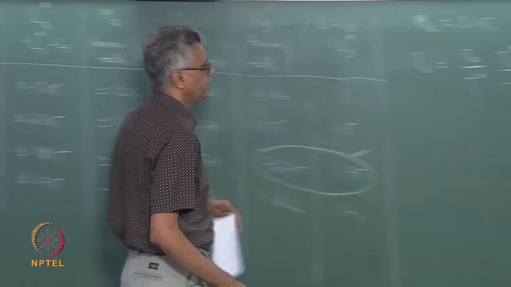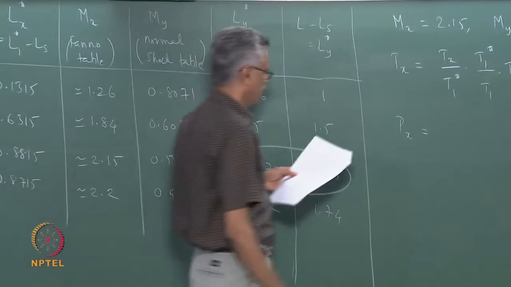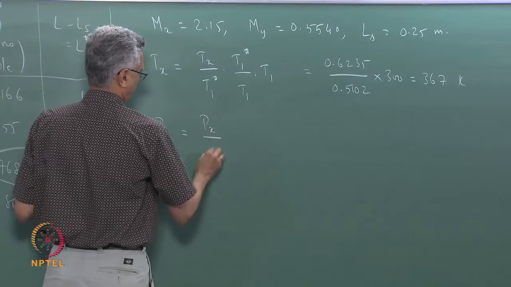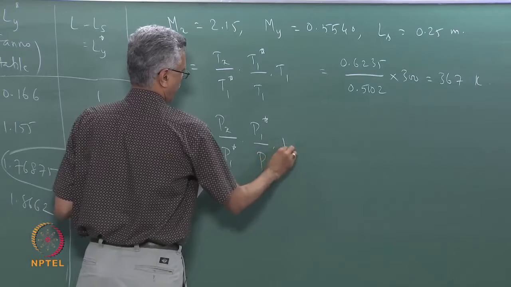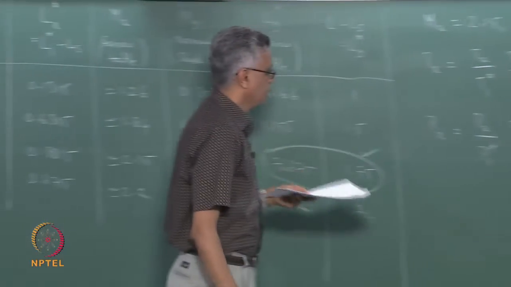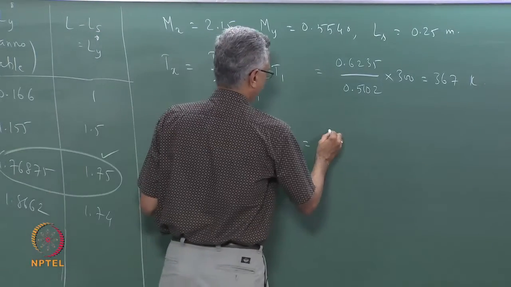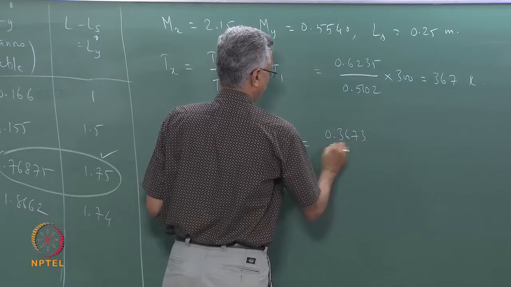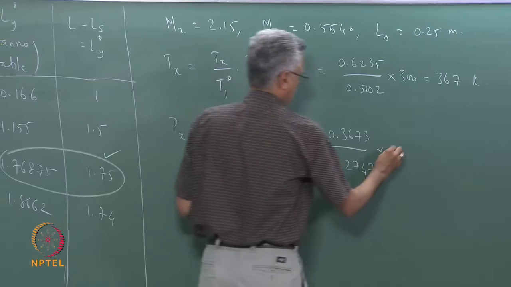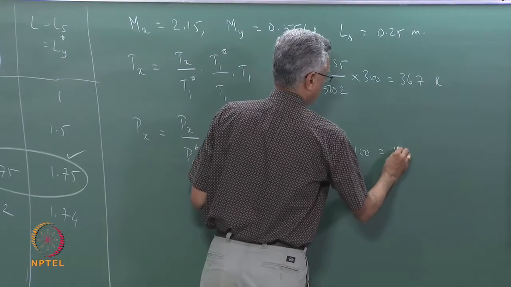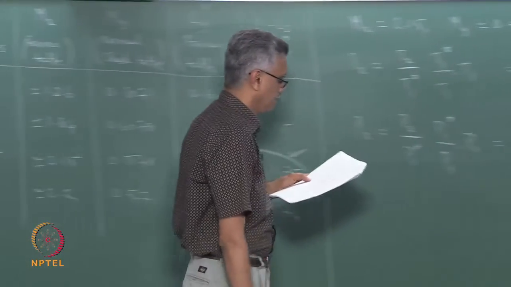I can calculate Px in the same manner. The static pressure just before the shock is, and once again if you retrieve these quantities from the Fanno table, you get this to be 0.3673 divided by 0.2747 times 100, which gives me 133.71 kilopascal.